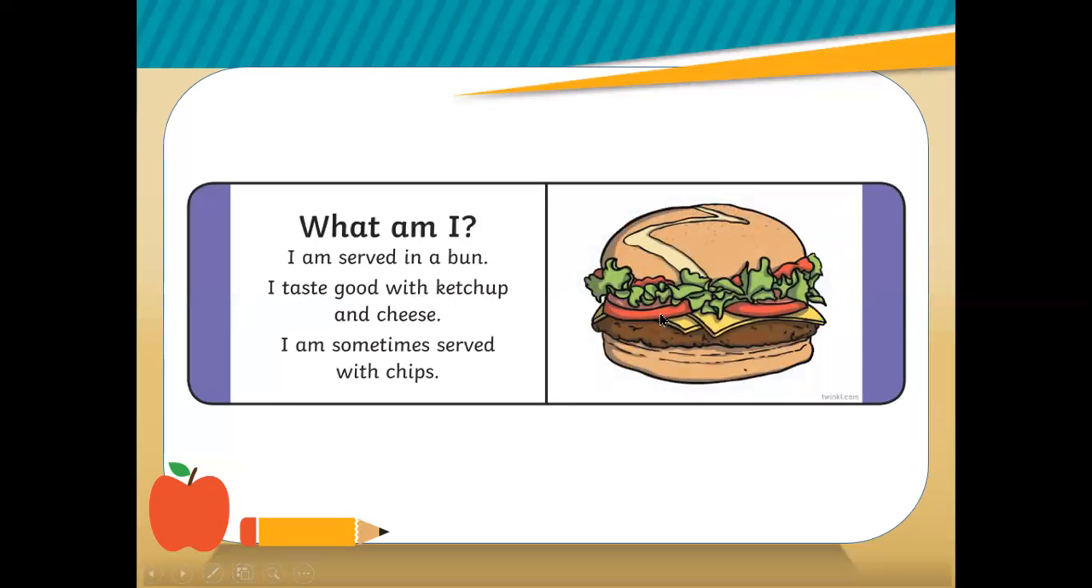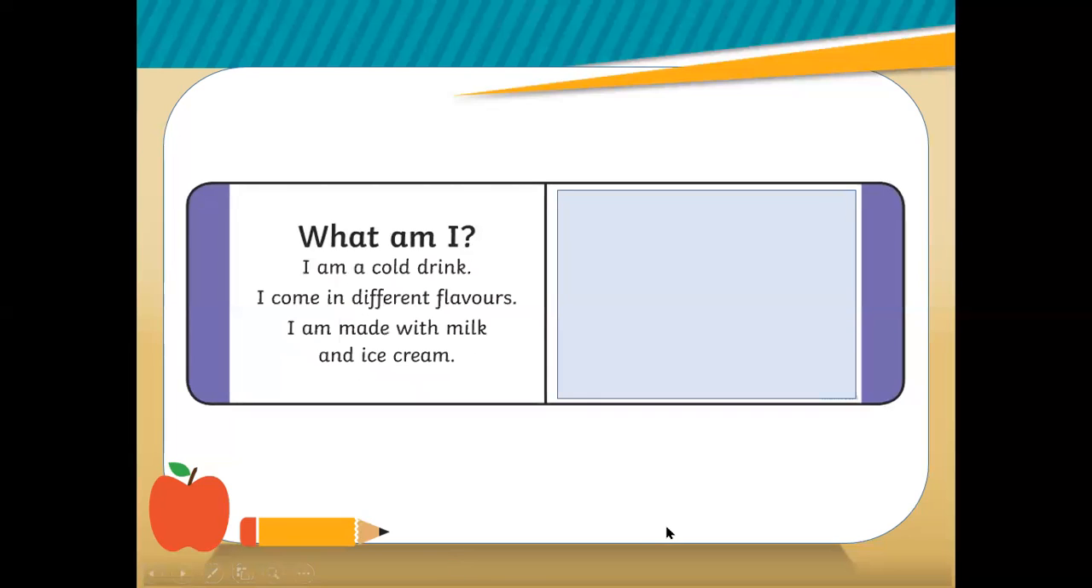A bun, guys, es un bollo de pan. Eso es un bun. Por ejemplo, el pan francés de nosotros son buns, little buns, ¿verdad? Son como bollitos de pan. Entonces, I am served in a bun, I taste good with ketchup and cheese, and I am sometimes served with chips. Algunas veces va con papas fritas o con chips, que serían como las papas Lay's, por ejemplo, ¿verdad? Okay, what am I?